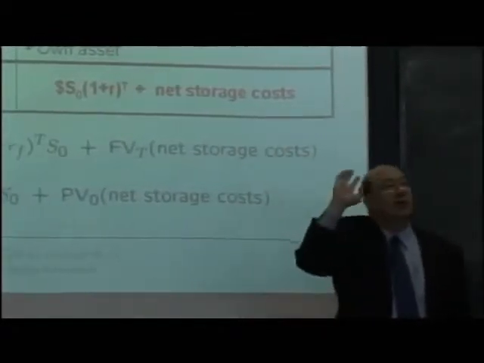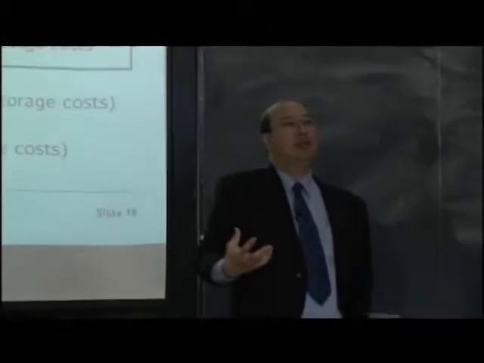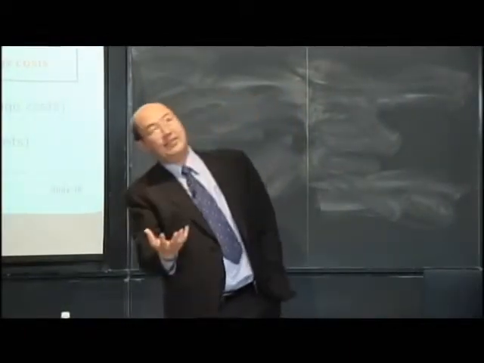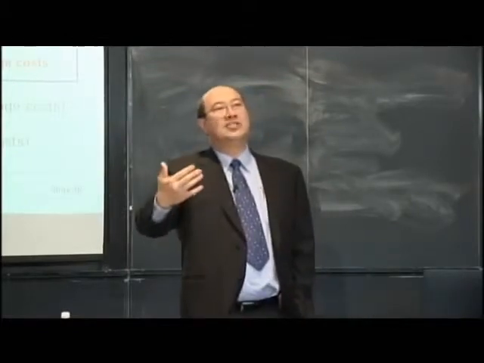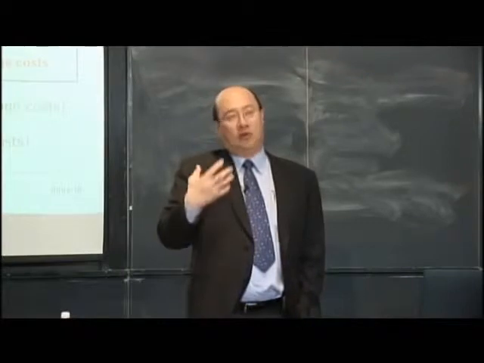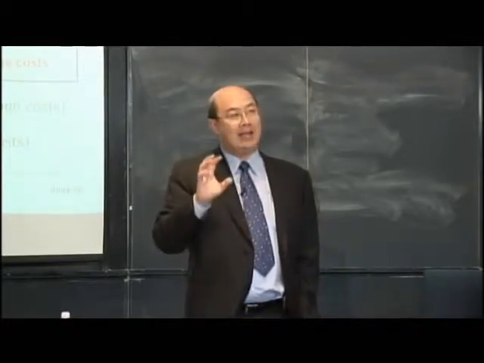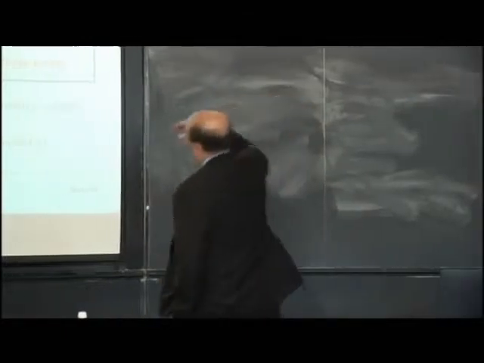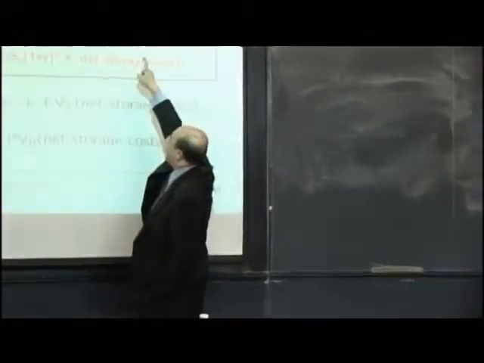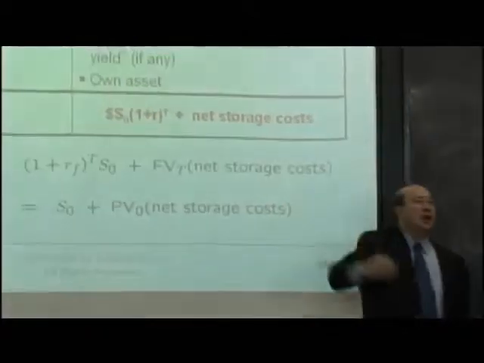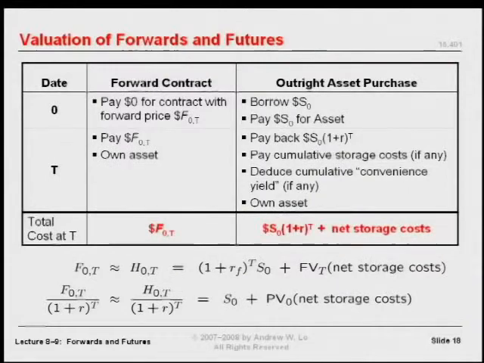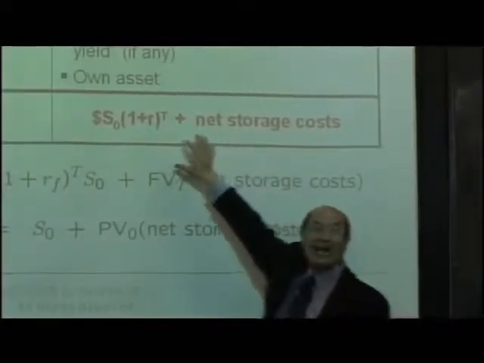But I'm going to allow that having the asset around might be kind of convenient. There might be a benefit to having the asset around, a convenience yield. Maybe if you need to use it sooner, you have it there, and having it there saves you a little bit of trouble in order to get whatever it is you need to get done with that underlying asset. So I'm going to deduct from my cumulative storage costs any convenience yield. That's future speak for any kind of benefits that you get from holding onto the physical asset. Okay? So your net storage costs are given here. That's what you pay at the end of T periods.